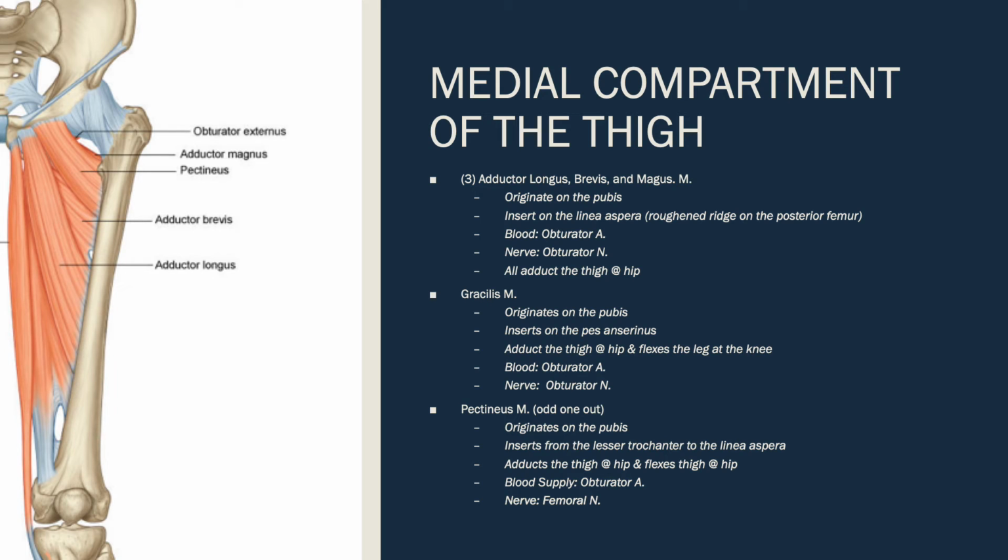Pectineus muscle has a different nerve supply, but it originates on the pubis and inserts on the pectineal line of the linea aspera. It adducts the thigh at the hip and flexes the thigh at the hip. Its blood supply is the obturator artery, but its nerve is the femoral nerve. The medial compartment is also known as the adductor compartment for obvious reasons.